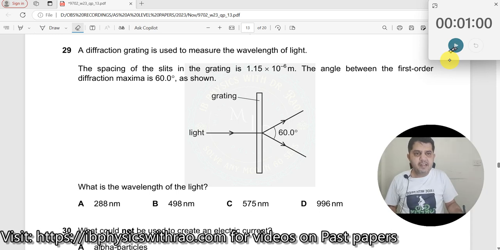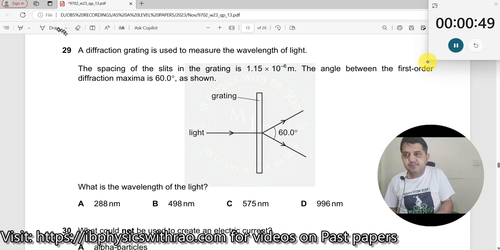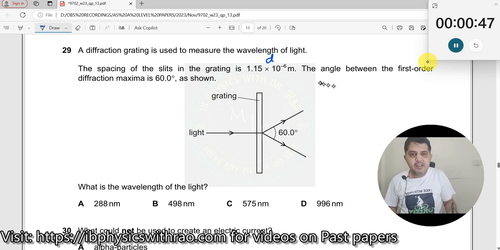Question number 29. A diffraction grating is used to measure the wavelength of light. The spacing of the slits in the grating is 1.15 × 10^-6. The value of D is given to you. The angle between the first order diffraction maxima is 60 degrees. So what is this? This is your full angular width theta. What is the wavelength of light?